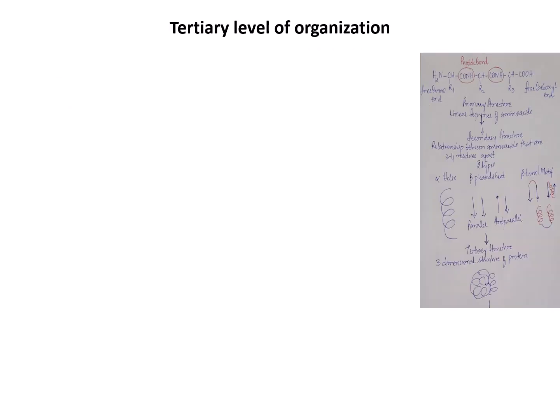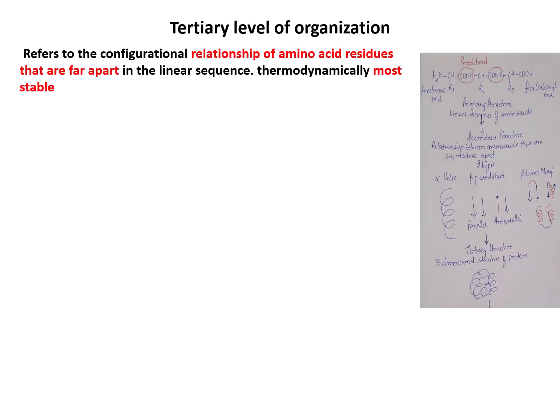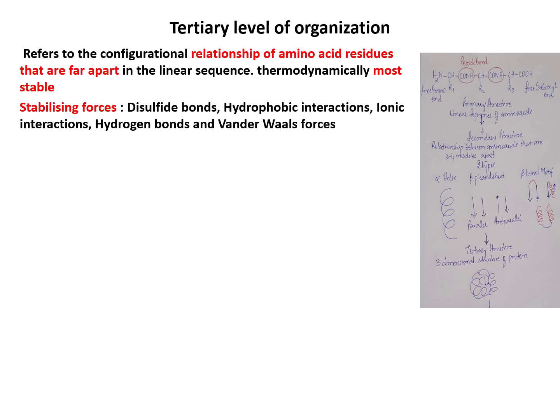Coming to the tertiary level of organization of proteins, this represents the relationship of amino acids in the secondary and the primary structure that are placed far apart, and this also contributes to the three-dimensional structure of the proteins, and thermodynamically this is the most stable structure of the protein. The stabilizing forces include disulfide bonds, hydrophobic interactions, ionic interactions, hydrogen bonds, and van der Waals forces.